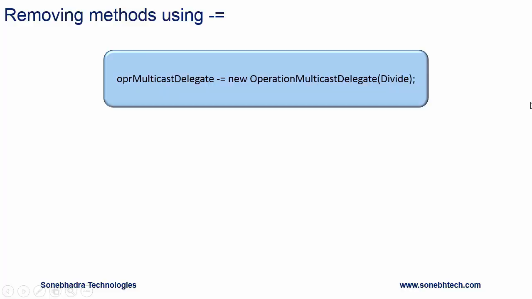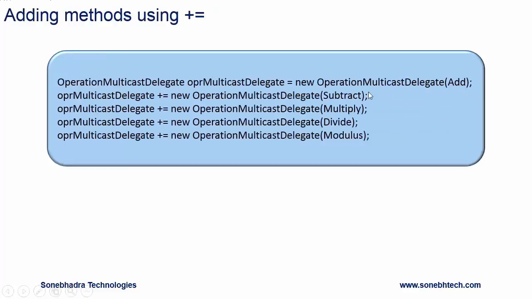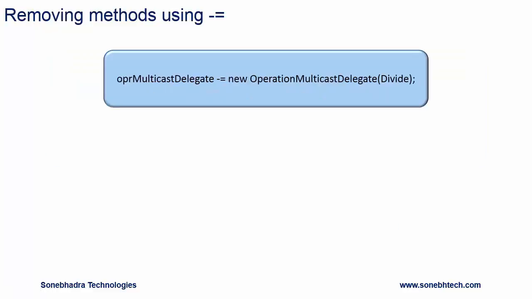So now we will see how to remove methods from a delegate object. We can remove the methods using minus equal. Here we are removing the method divide from delegate object OPR multicast delegate. So now we have methods add, subtract, multiply and modulus only encapsulated in OPR multicast delegate object, because we have removed the method divide from delegate object OPR multicast delegate.